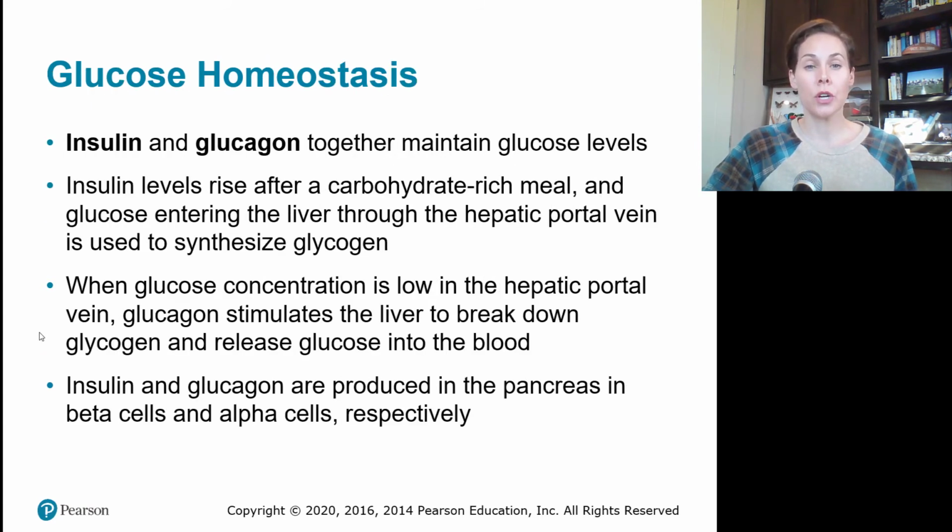Insulin and glucagon work together to maintain your glucose levels. So insulin is a hormone, and its levels rise after you have a carb-rich meal, so you just have a pasta dinner, insulin levels will rise, and glucose enters the liver and is used to start to make glycogen. When glucose concentration becomes low, then glucagon makes the liver break down glycogen and release glucose into the blood. So both insulin and glucagon are produced in the pancreas, in beta cells and alpha cells.